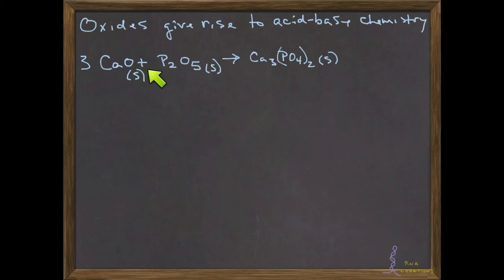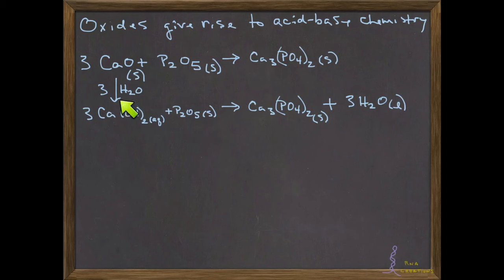So here we have our basic oxide and our acidic oxide. So we can mix these two solids together, and just like in any acid-base reaction, it gives rise to a salt. It can't give rise to water in this case because there's no hydrogen. We can go ahead and hydrate the basic oxide, and that gives rise to the strong base calcium hydroxide. This will react with the solid acidic oxide and give rise to a salt, in this case with water. When we balance, we see there's 3 waters.